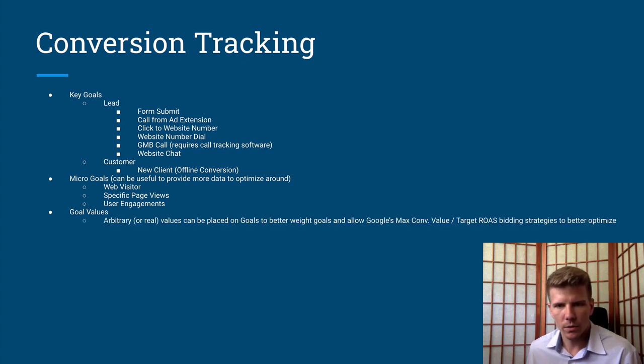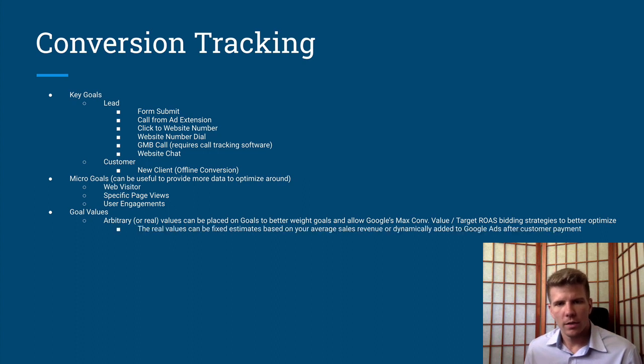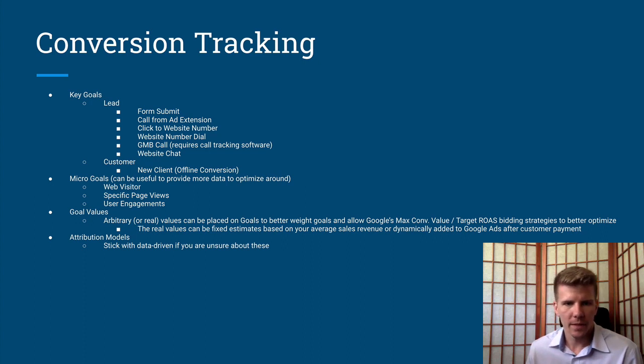Goal values, once again, this is arbitrary or real values can be placed on goals to better weight the goals and allow Google's maximize conversion value or target ROAS bidding strategies better optimize. So they can be pulled in from CRM, or you can do the math on your LTV and kind of work backwards towards like how much would a lead be worth to you. Then attribution models, stick with the data-driven if you're unsure about this. They're useful for multi-step advertising campaigns, multi-step, multi-platform. So that's pretty advanced, so I just leave it as data-driven.